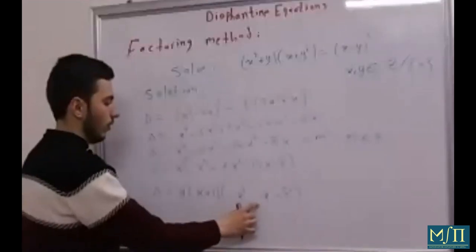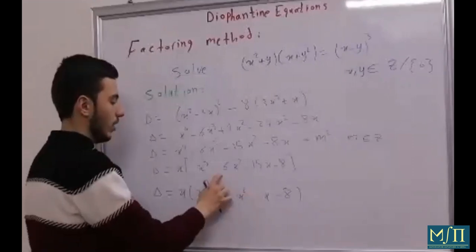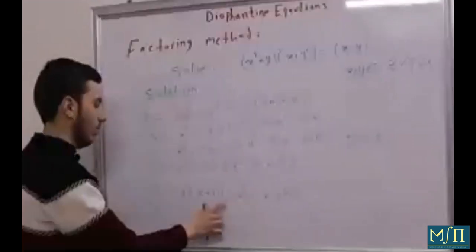What about this one right here? So let's take a look at the coefficients of x squared. Here we have minus 6, and here we have x squared, 1.